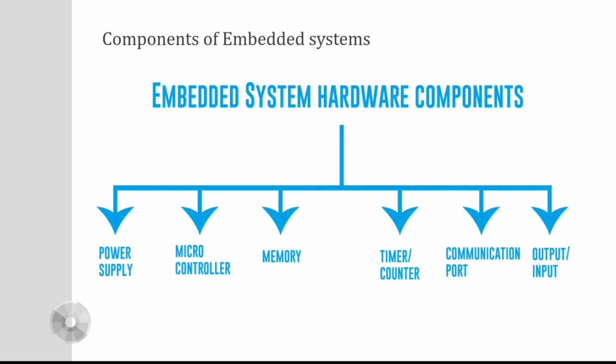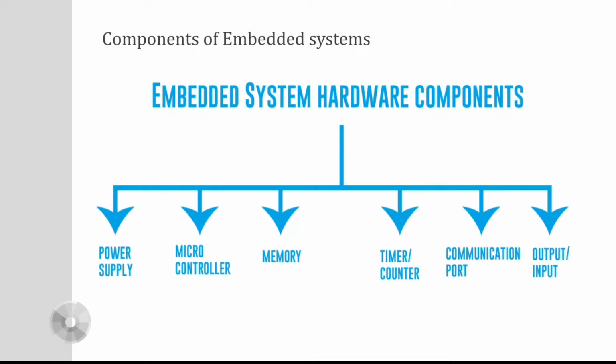So here we have the components of the embedded system in total. These are some of the hardware components, like the power supply. Without a power supply we cannot run any embedded system, right? And we have the microcontroller, which is a combination of microprocessor, memory, and some input and output ports all together in a single chip. And here we have memory. If the memory in a microcontroller is not sufficient, we can add external memory to the microcontroller.